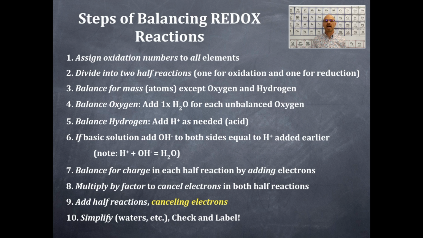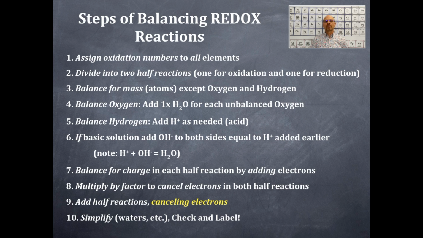Number nine, we're going to add the half reactions, canceling the electrons, so that when I sum up the two half reactions, there are no net electrons in the equation. This is actually the whole premise of balancing redox reactions using this method. The reason that we use this method is that we want to cancel out the electrons. That is really the end goal. Once we have canceled out the electrons, then we will have a balanced equation.